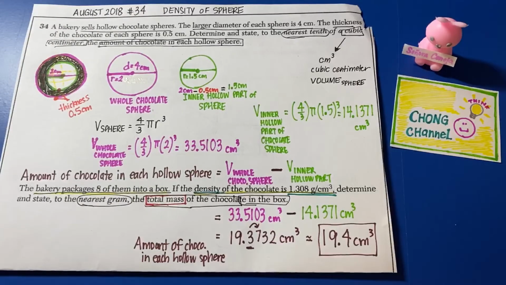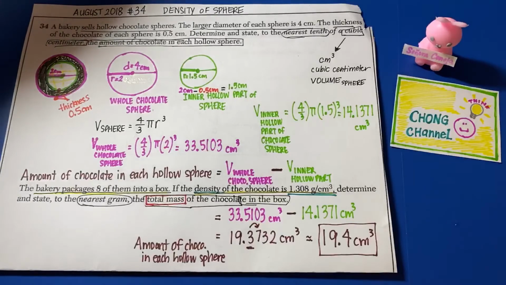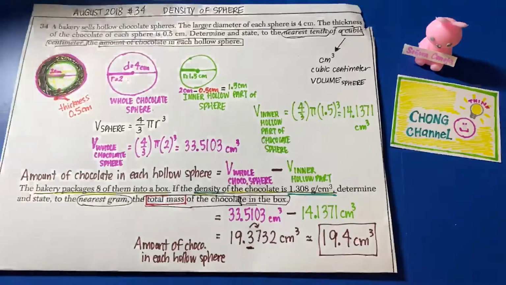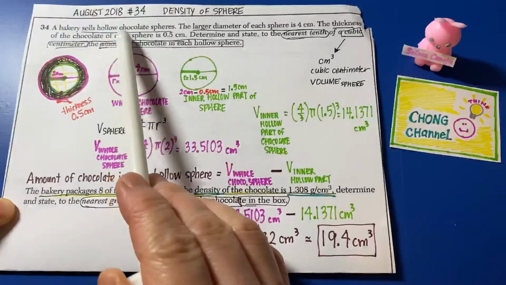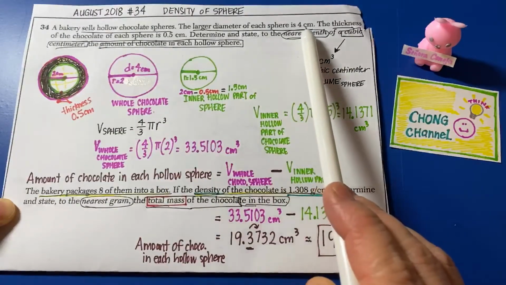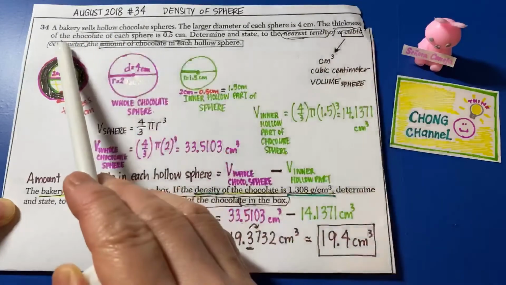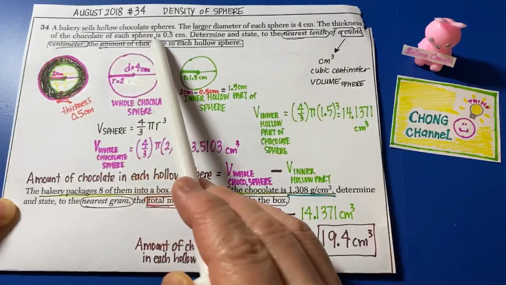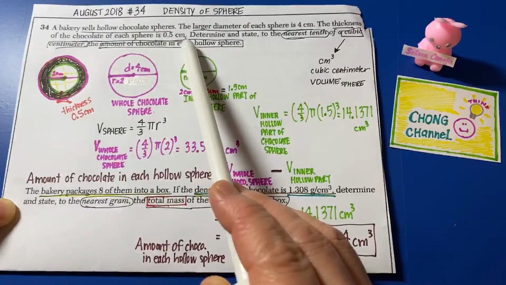Today we will be dealing with density of a sphere question on the August 2018 number 34 Regents question. So let's take a look. A bakery sells hollow chocolate spheres. The larger diameter of each sphere is 4 centimeters. The thickness of the chocolate of each sphere is 0.5 centimeters.